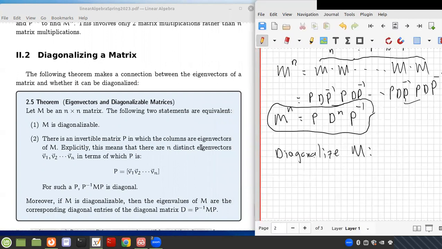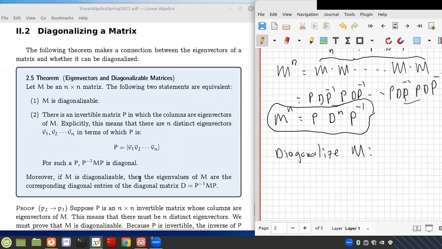of M. So basically, if you find P and it has n eigenvectors, then it's diagonalizable. You can put them where the eigenvector components are the columns. And then it turns out that this is always going to be invertible. For such a P, this is diagonal, okay? So then the eigenvalues of M are going to be the diagonal entries.